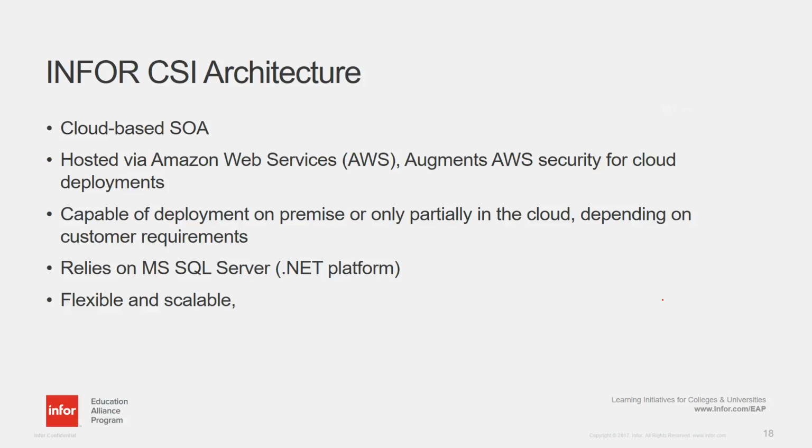Our Infor CSI architecture is a cloud-based service-oriented architecture, and hopefully now you know that means reusable services that are made available through the cloud. It is hosted by Amazon Web Services. It augments Amazon Web Services security for cloud deployments. And you can implement this architecture either on-premise, at the customer premise, or through the cloud, or both, depending upon what the customer requires. And as I mentioned earlier, we will be using Microsoft SQL Server and a .NET platform.